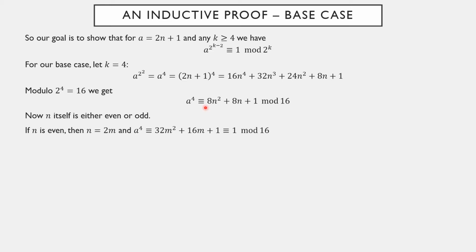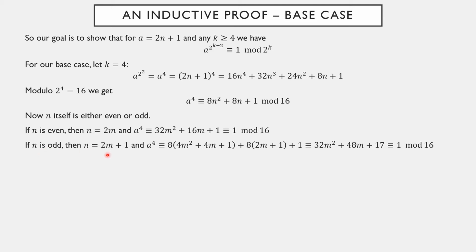However, if I plug 2m in here for both of these, this produces a 32m squared and a 16m, but since I'm working modulo 16, both of these vanish and I get out a 1. So if n was even, then a to the fourth, remember a is an odd number, it's 2n plus 1. N itself, however, could be any integer. If that integer is even, a to the fourth is equivalent to 1 mod 16.